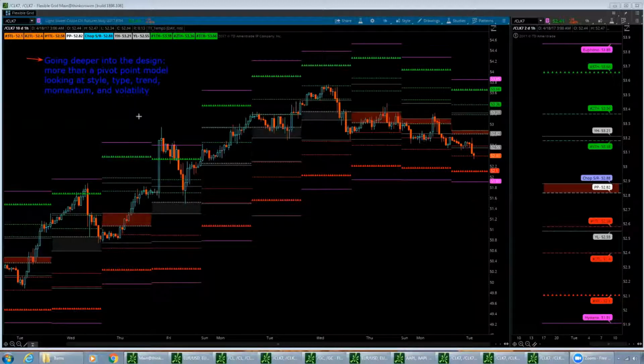We want to go deeper into the design, discuss how TraderTargets is more than a pivot point model, and begin to define what we mean and how you can use what TraderTargets reveals about the trend or momentum or volatility in enhancing the strategy that you're currently using.